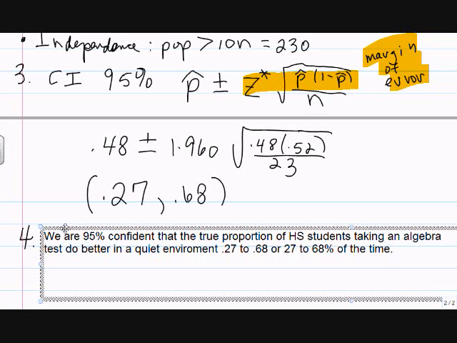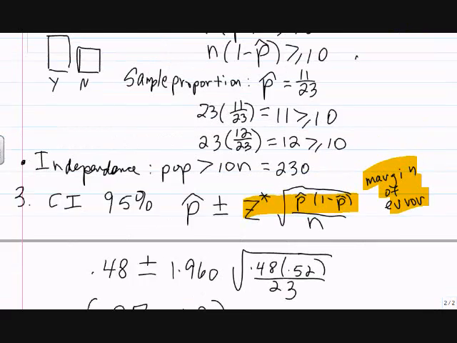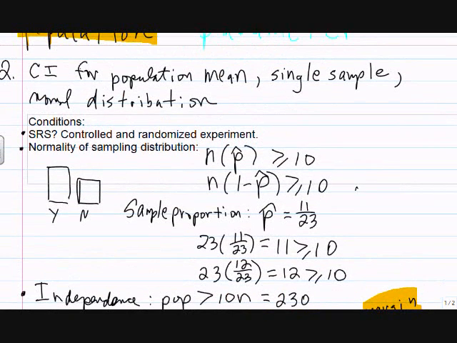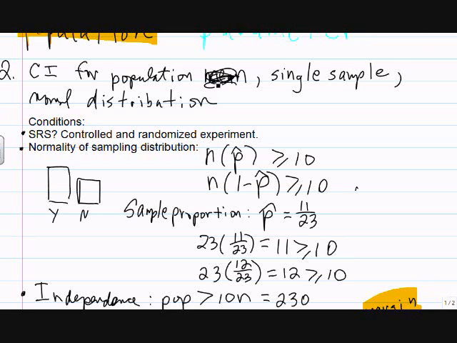Yes, sir. Back to number 2. Oh my gosh! Oh, I need an eraser here. Oh, that's awful. I said a mean. Thank you, Jasmine. This is a proportion. Sorry, that was a great big mistake. All right.